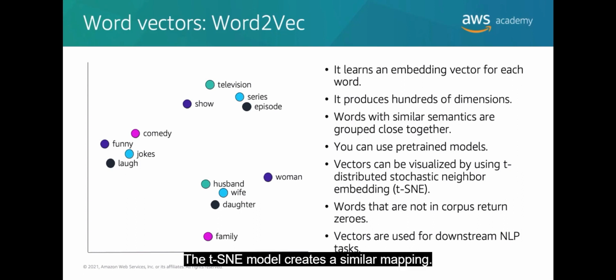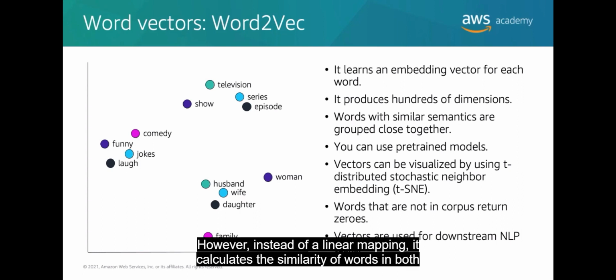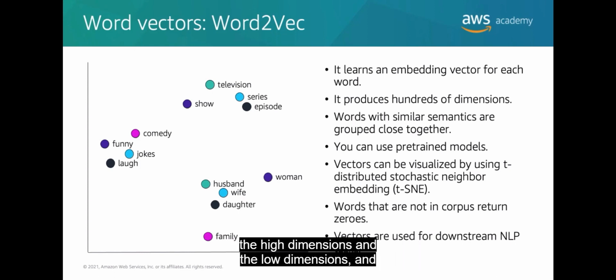The t-SNE model creates a similar mapping. However, instead of a linear mapping, it calculates the similarity of words in both the high dimensions and the low dimensions, and it then minimizes the difference between the two sets of variables.